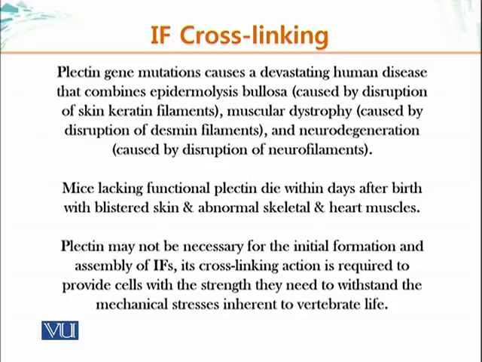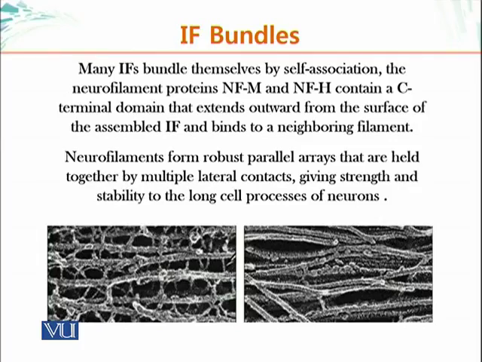Mice lacking functional plectin die within days after birth with blistered skin and abnormal skeletal and heart muscles. This suggests that plectin may not be necessary for the initial formation and assembly of intermediate filaments. Its cross-linking action is required to provide cells with the strength they need to withstand the mechanical stress inherent to vertebrate life. Here we have micrographs of intermediate filaments that are found in neuronal tissue, in neurons, the type of cell which makes the nervous system.